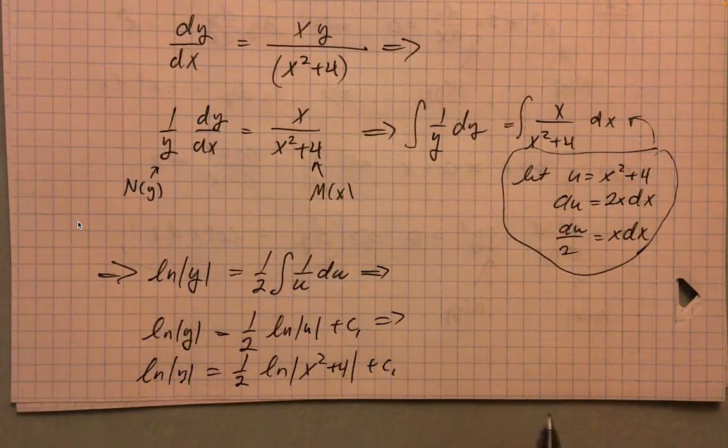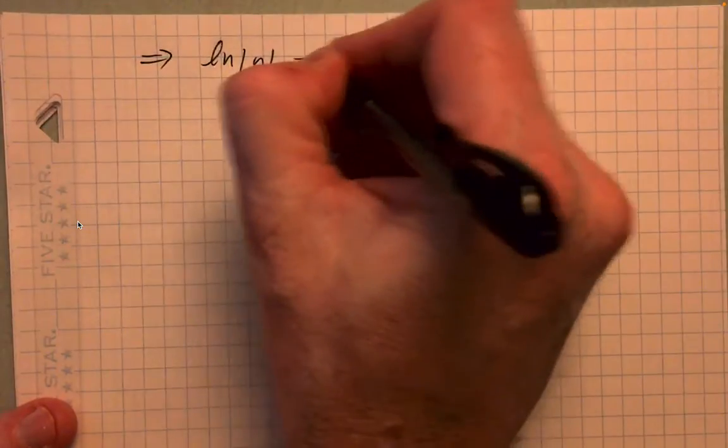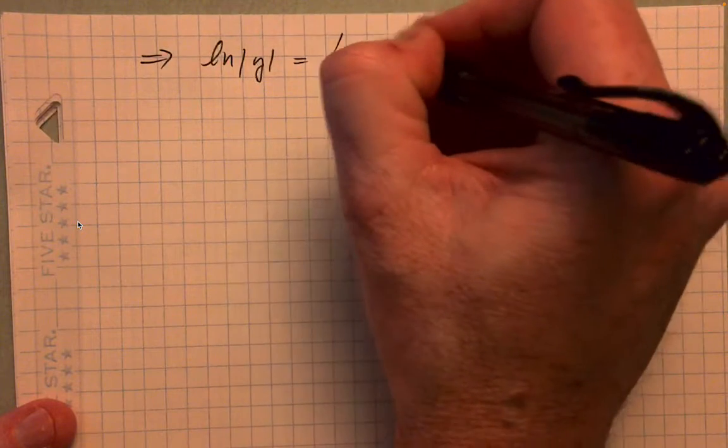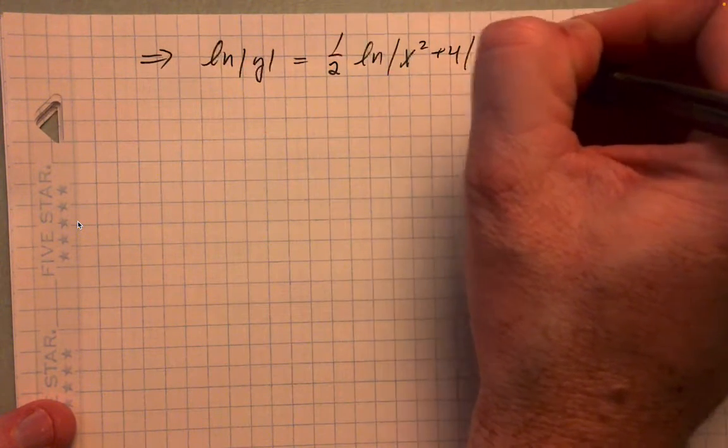So this would be like the general solution to this differential equation. Well, no, not quite actually. We're not there yet. We can do more to it. Let's clean it up a little bit more. Okay. So let me rewrite that one so I don't lose it. So we've got the natural log of the absolute value of y equals 1/2 times the natural log of x squared plus 4 plus c1.